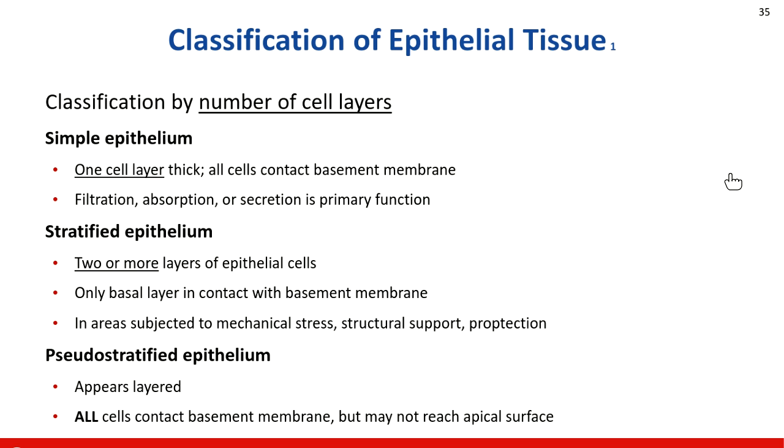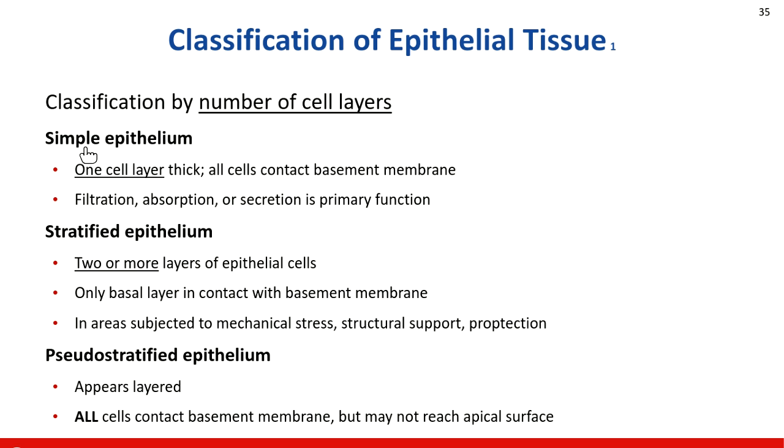I'm just going to quickly review here how we label the types of epithelium. It's very important that you know how to label the epithelium. The first part of classification for epithelium is due to the number of cell layers. So real simple, if you have one cell layer, then it's referred to as simple.